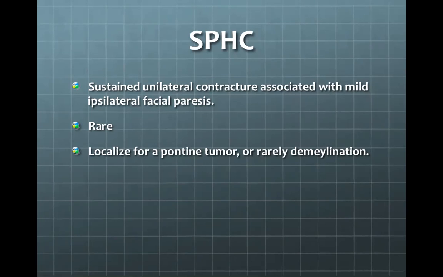It rarely happens, but if it happens, it localizes to a pontine tumor or demyelination. So it's very important to differentiate it from hemifacial spasm. If you have a sustained unilateral contracture with ipsilateral facial paresis, think of the spastic paretic hemifacial contracture and image for pontine tumor or demyelination.